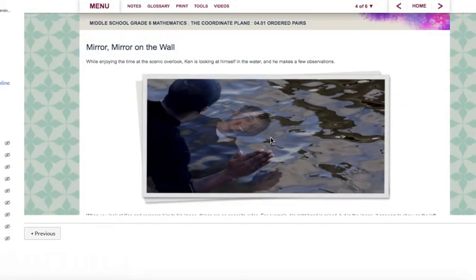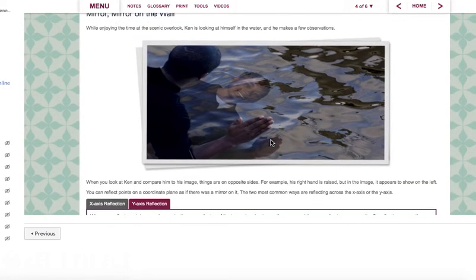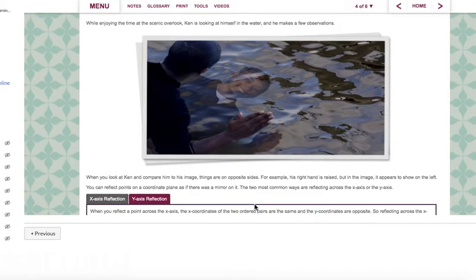All right. Mirror, mirror on the wall. While enjoying the time at the scenic overlook, Ken is looking at himself in the water and he makes a few observations. When you look at Ken and compare him to his image, things are on opposite sides. For example, his right hand is raised, but in the image it appears to show on the left.